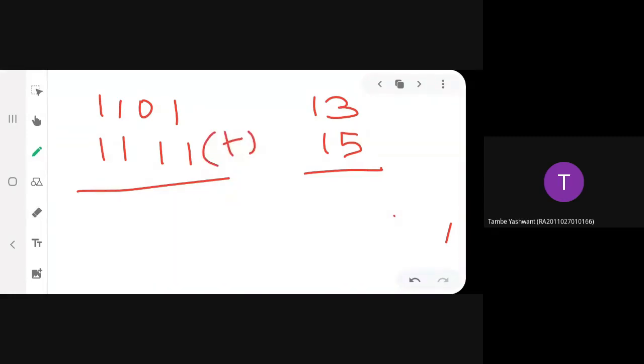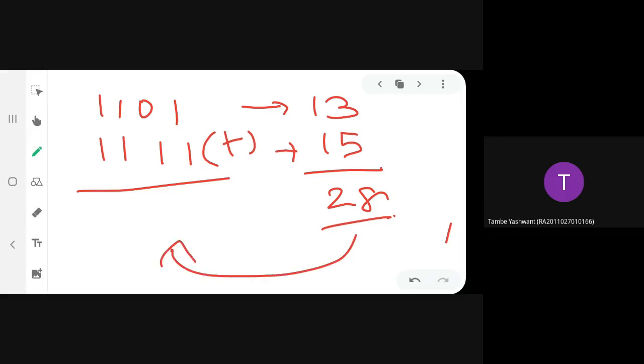I have given two numbers, 1101 and 1111. The equivalent decimal representation I have also given here: for 1101 it is 13 and for 1111 it is 15. If you add these two, the result will be 28 in decimal. The same way here it should be 28, but in binary.